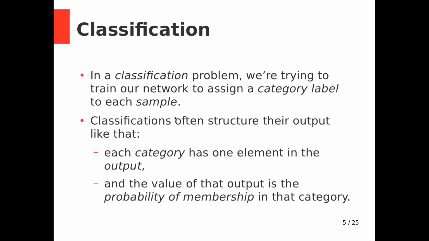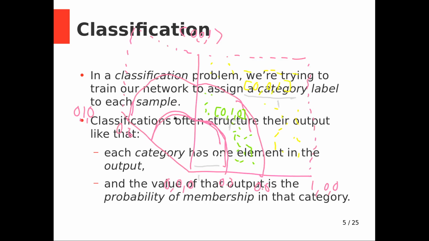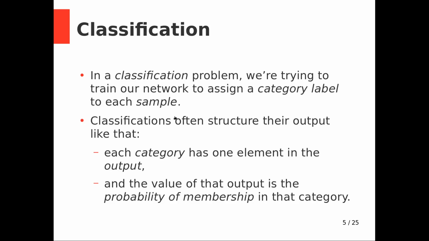So in a classification problem in general, we're trying to train the network to assign a category label to every sample, right? Classification problems often structure their output the way that we did, right? Each category that we care about has one element in the output, and we interpret the value of that element as being the probability of membership in a given category, right?